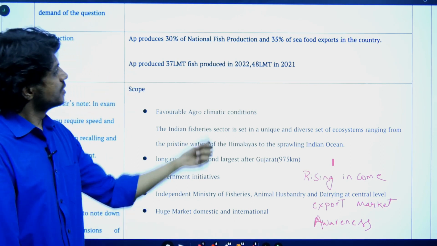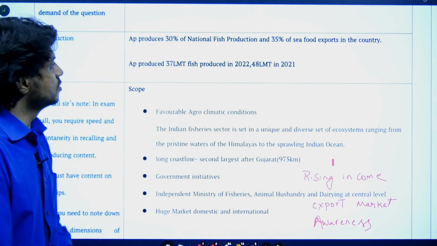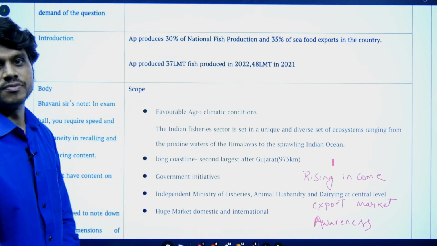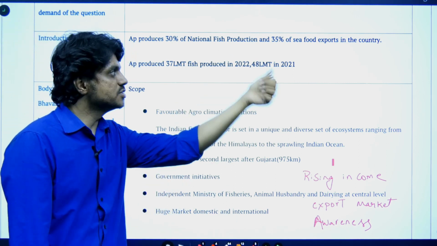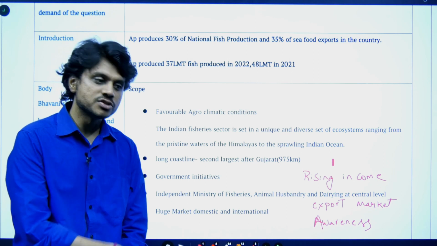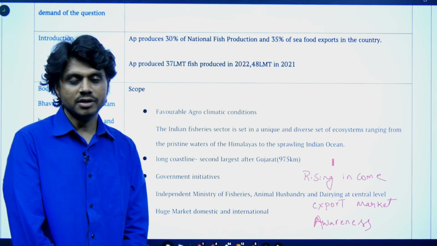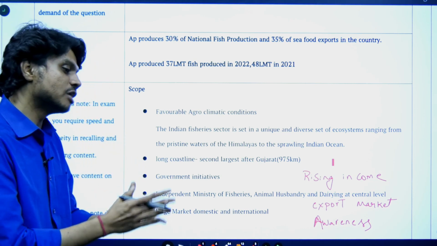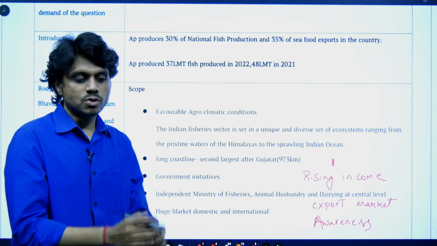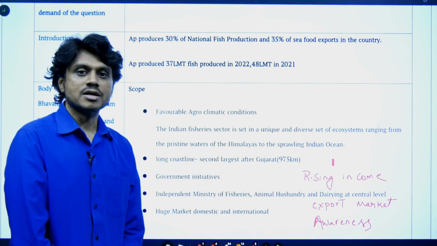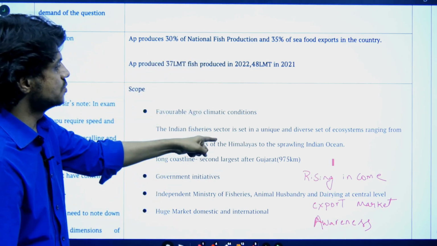In this question, mentioning some kind of factual data will add more relevance here. I have seen people writing definitions. Now what kind of definition you will write here? I've seen people defining what is manufacturing, what is fishing and all. It doesn't make sense here. You have to write a relevant introduction which can help you to build a foundation for your answer in the body. So mentioning this fact will definitely add value to your body.